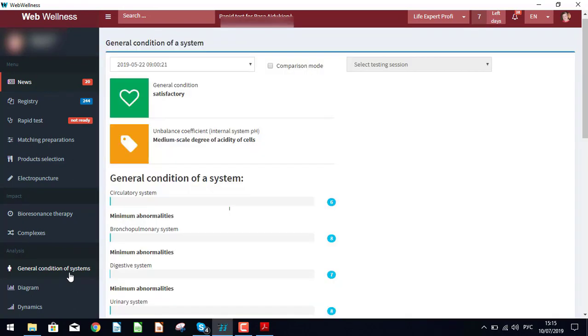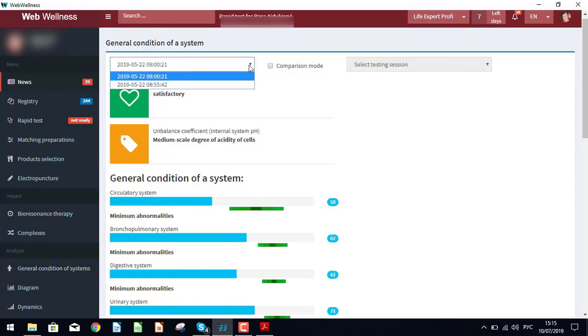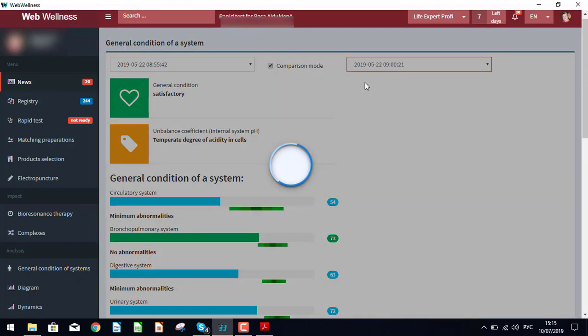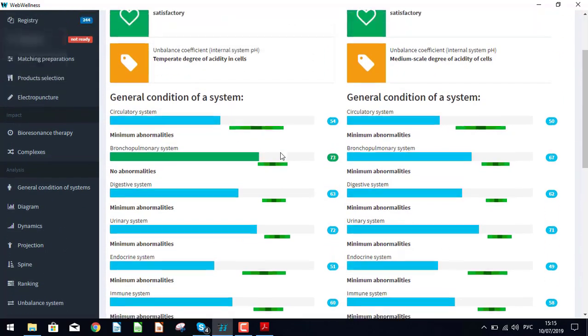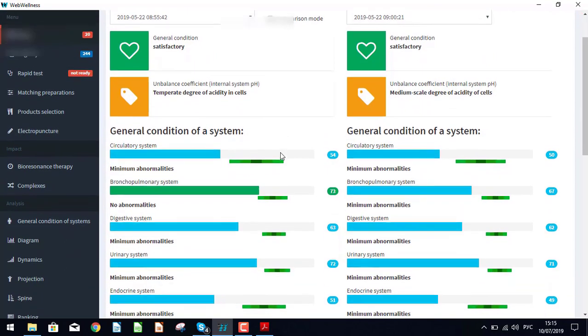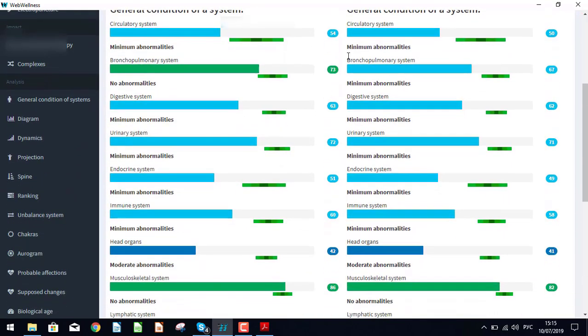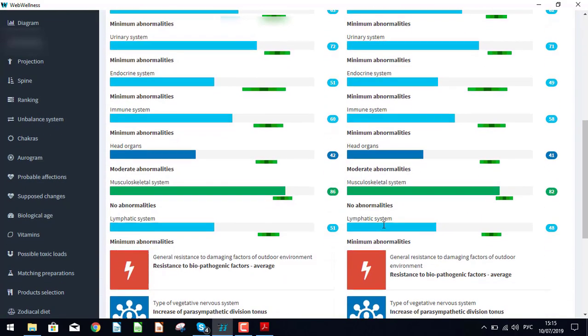Then we go to general conditions of systems. We open the test before harmonization, comparison mode, and then after harmonization, and we compare the results. The test after harmonization will be the real one, and as you can see, the results are a little bit different. It's normal.